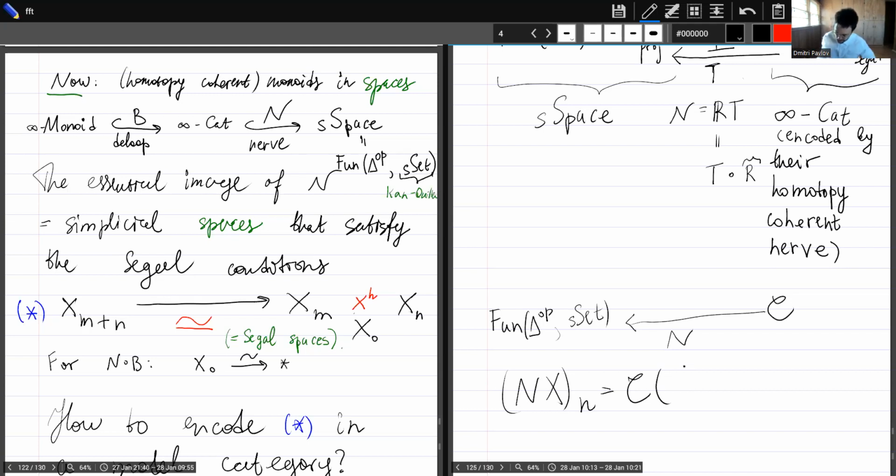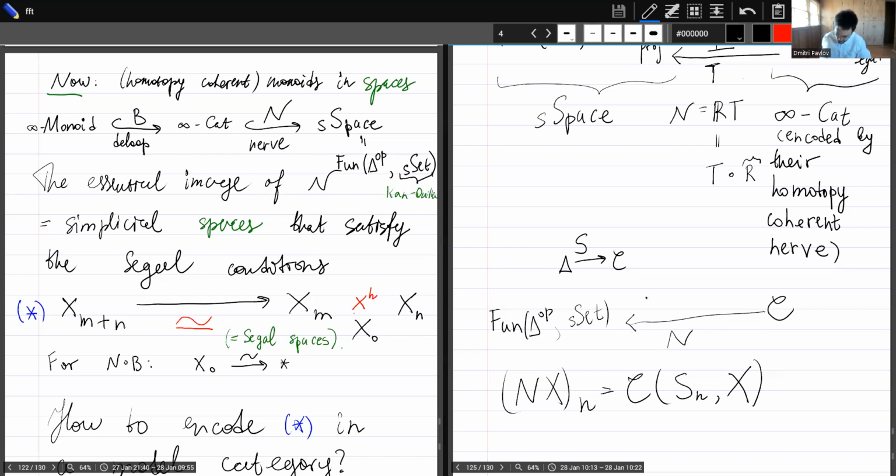So as an input to the nerve construction, you have to specify a functor from delta to C, which let's call it S, right? So here you would take maps from S_n to X. And since S is a covariant functor from delta to C, mapping it into X will produce a contravariant functor from delta to simplicial sets, or whatever C happens to be enriched in. And that's the nerve functor.